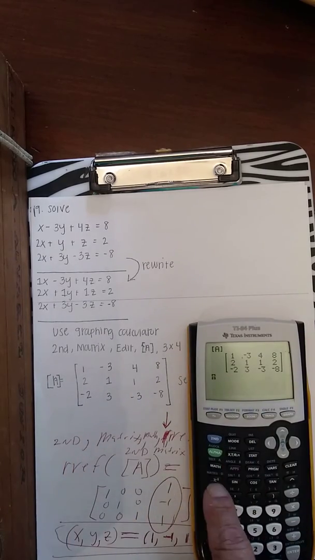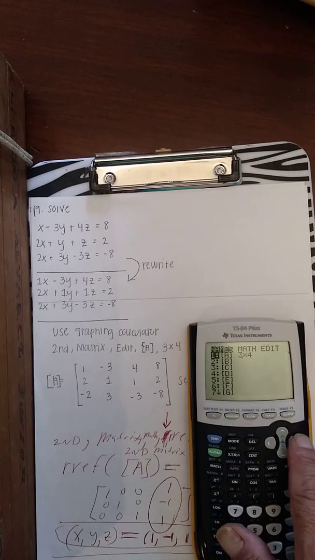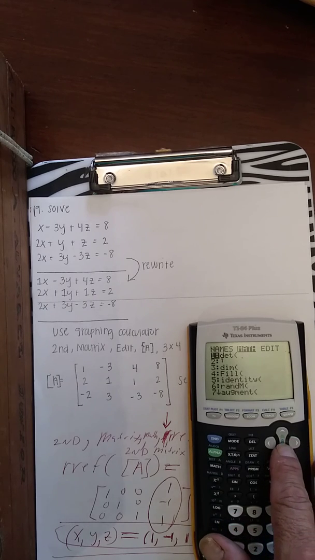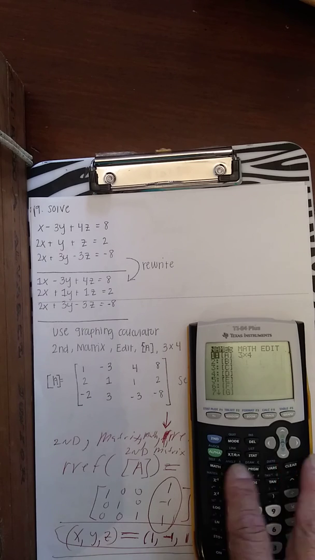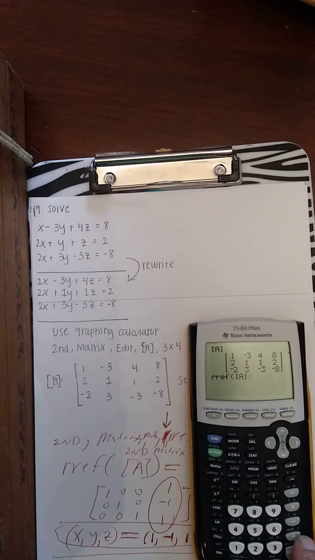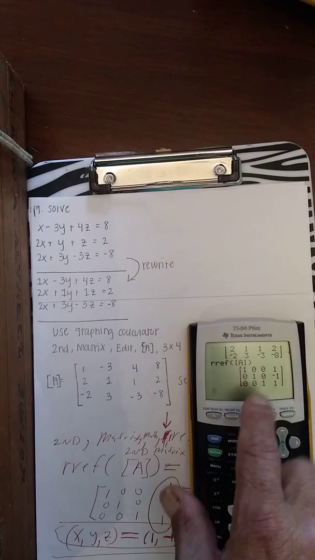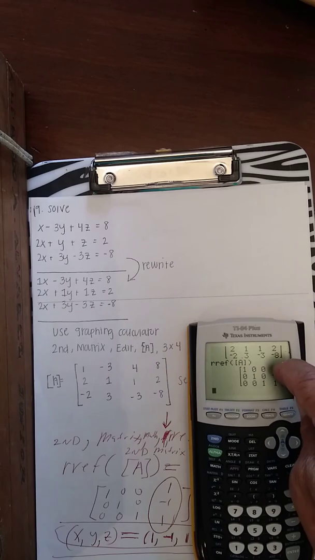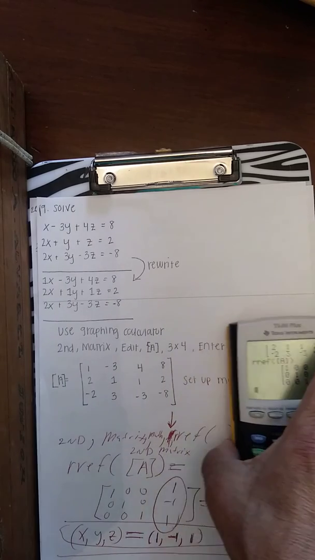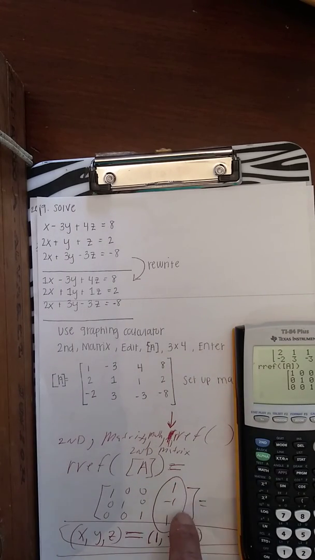It says second matrix, math, you can go down arrow. So you see RREF, that one. So now you're going to go second matrix, A is already there. Close it and hit enter. And it's going to give you 1, 0, 0, 0, 1, 0, 0, 0, 1. And then the last 3 numbers right here, that's X, Y, and Z. As you see, X, Y, Z, 1, negative 1, and 1.